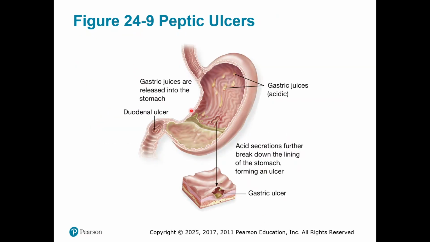Here we have another example of these gastric juices or acid, because the stomach is very acidic, right? It has to be acidic to break down the food. And right here is the duodenum. This is going right into the small intestine, and sometimes acid builds up in that duodenum, causing a duodenal ulcer. That acid eats away at that duodenum.